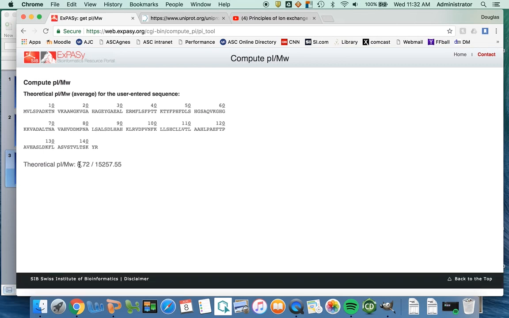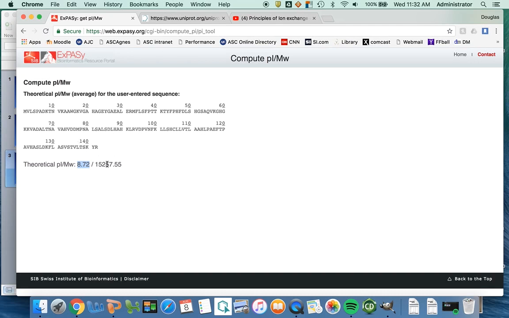It says I've got a pretty high pI of 8.72. What does that mean again? It means that the alpha subunit of hemoglobin, while there's lots of charges all in these R groups, if this was at a pH of 8.72, there would be a net neutral charge to the protein. All those charges would cancel out.